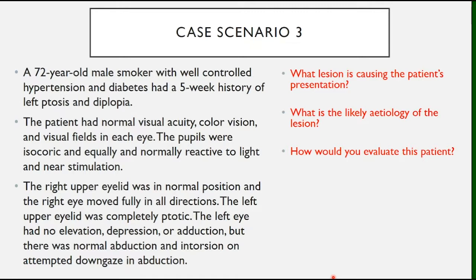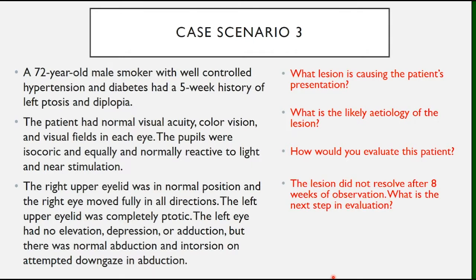So the question here is, would you image him or not? Because it's a medical palsy and we know it's because of infarction of the nerve. Will imaging add any value? Because if the pupils are dilated, then you think, okay, there's something going on. So typically you don't image them, you give them some time and see if the lesion resolves. But in this case, the lesion didn't resolve after 8 weeks of observation. So we did an MRI, which is normal.